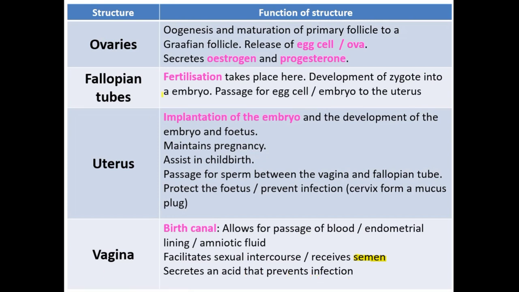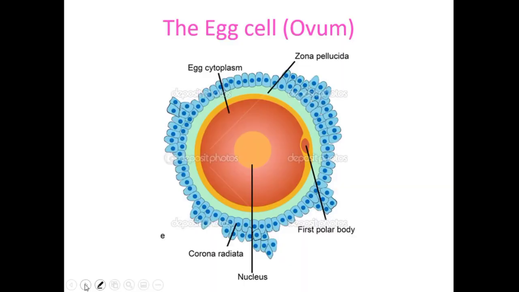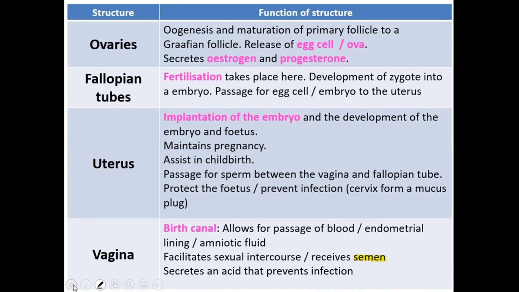Okay. And that is the labels, the first few labels there, for the female. Now, as I said, grade 12s, you can be asked any one of these. So please make sure that you know these labels. This is the most common ones. And just when you're writing on this, make sure that you use the correct words like semen instead of sperm. And you should be okay.